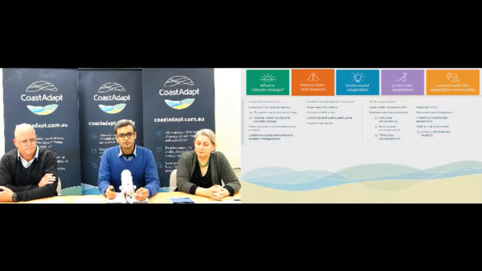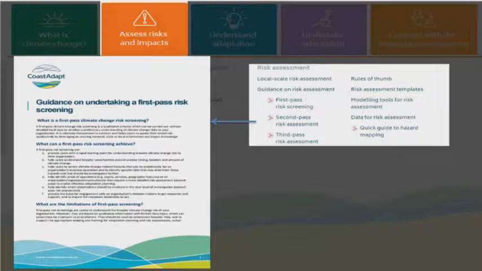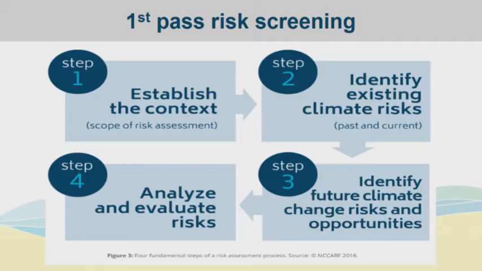And in CoastAdapt, we have a section called risk assessment, and that gives you access to different detailed guidelines for all these different levels of risk assessment. This also provides you other information like available templates, tools, and data that you can use for this purpose. It also provides you a useful guide which can help you to identify which map you can use, what is the appropriate map to use in a particular type of risk assessment. So that's the overview of the risk assessment process in CoastAdapt.